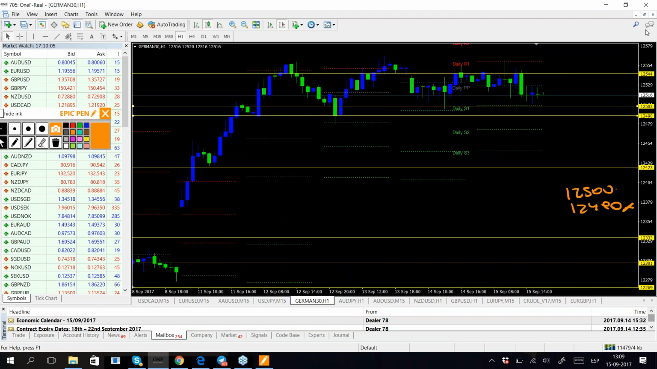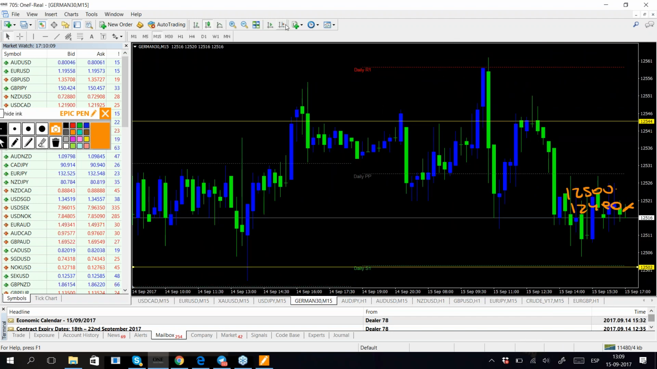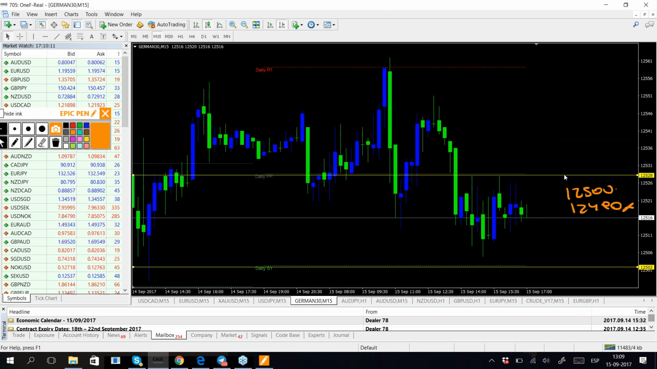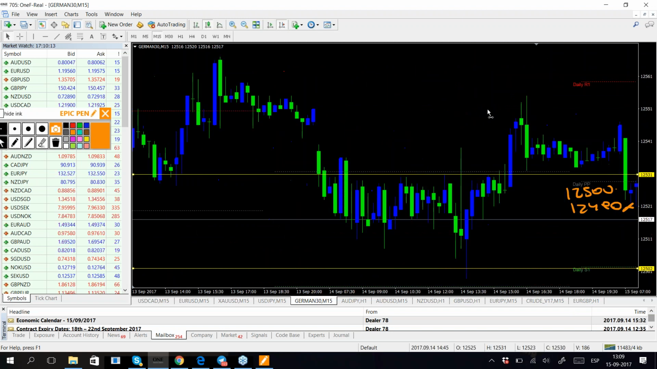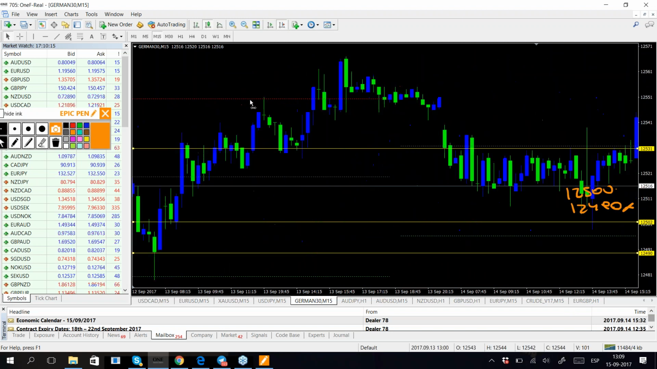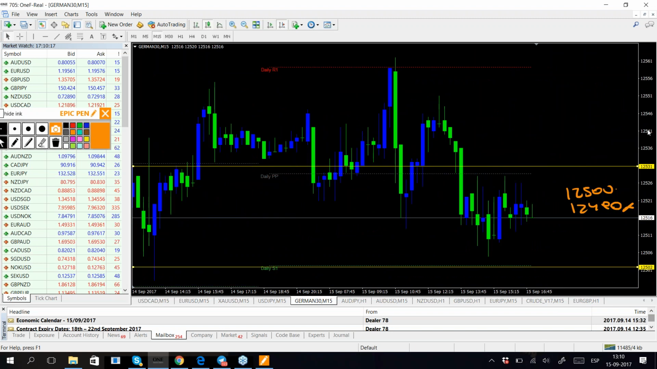But since the buyers are not breaking the high, and it's in a transition moment, it will not be a good idea to buy. But if instead the German index goes to 12,531, that is to buy.